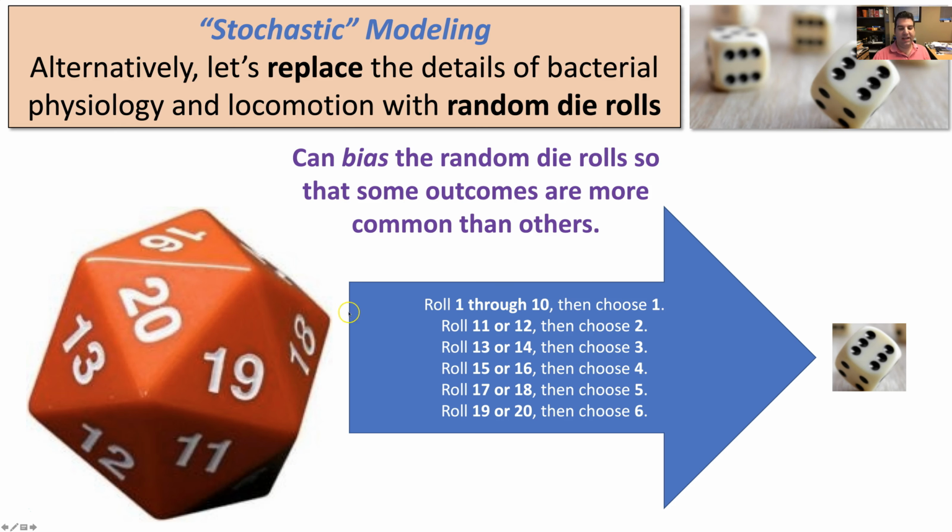then I can create a mapping where I can say, well, if I get a 1 through 10 from the 20-sided die, then just pretend like I got a 1 out of a 6-sided die. Otherwise, if I get 11 or 12, give me a 2 out of the 6-sided die, 13, 14, 3, and so on. So basically what I'm saying here is that half of the time I'll roll a 1 on my simulated 6-sided die, and the other 50% of the time will be divided up, where 10% it's 2, 10% it's 3, 10% it's 4, 10% it's 5, and 10% it's 6.